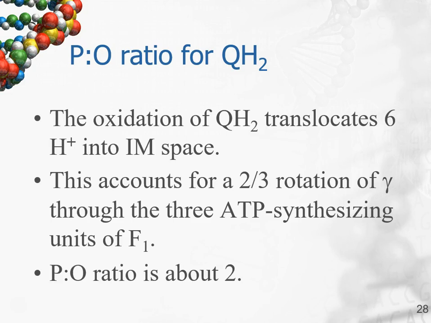So what about FADH2 and that succinate to fumarate reaction? Well, remember we were going from succinate to fumarate and then through complex 2, which doesn't pump any protons. So you go through succinate to fumarate to FADH2 to QH2, and then through complex 3 and complex 4. That way you only get 6 protons. So that only gives you a 2/3 rotation, so only 2 of the beta subunits make an ATP. That gives you 2 ATPs. So here the P to O ratio is about 2.